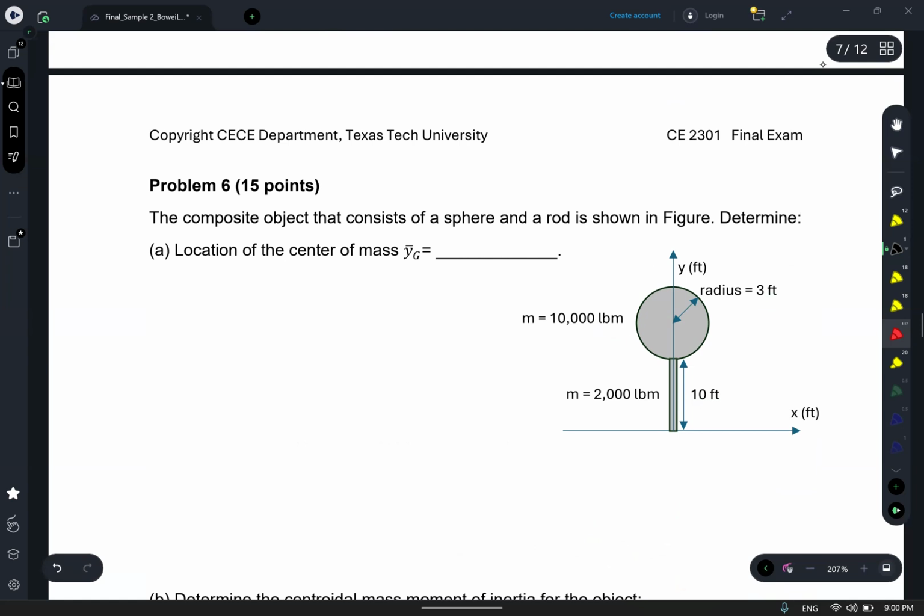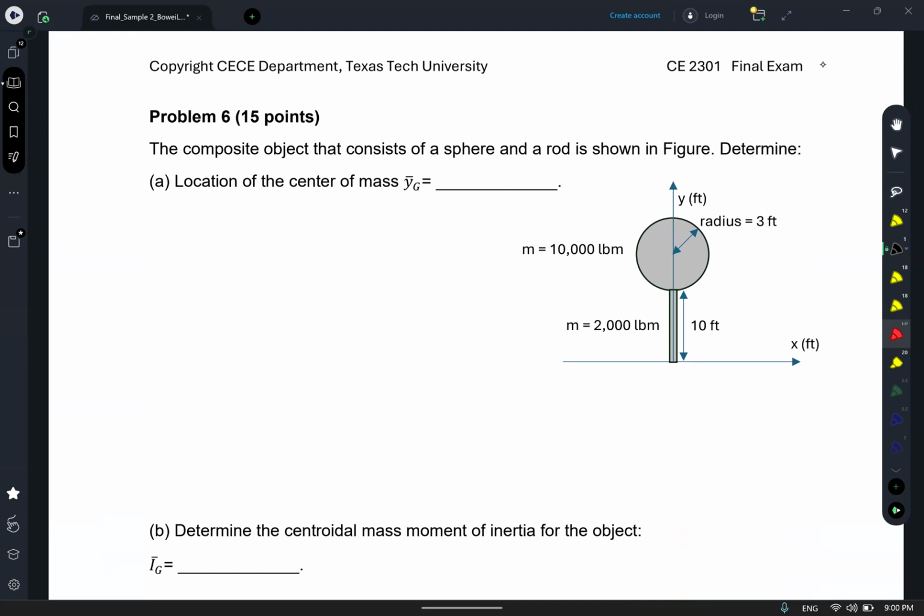Now we can approach the problem, and we've already made sure that the problem is in the unit system of pound for force and feet second. The first question asks us to find the location of the center of mass. How can we approach that? We know that the center of mass is conceptually very similar to the centroid. The center of mass of this composite object is calculated by the weighted average of the center of mass of each part.